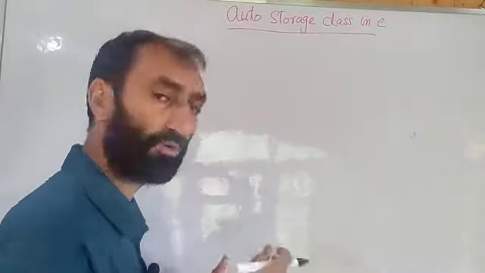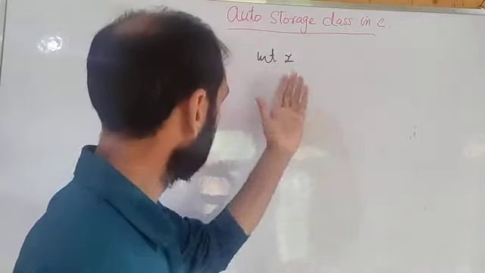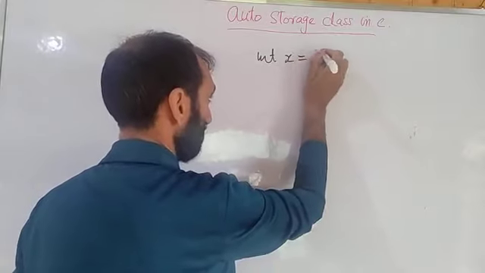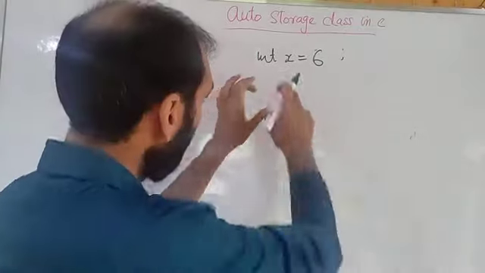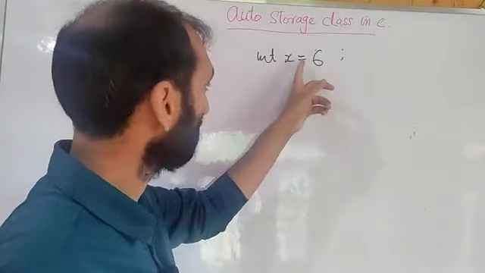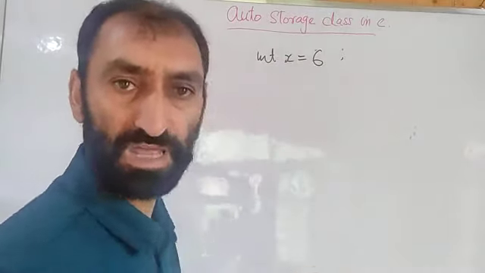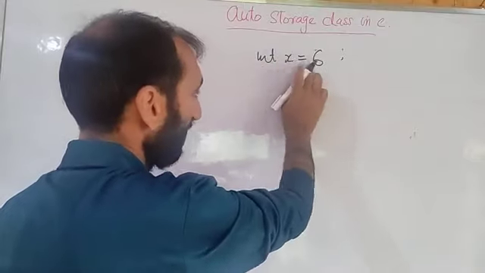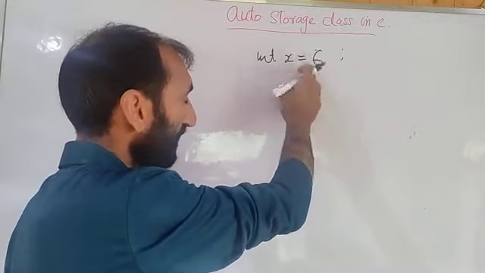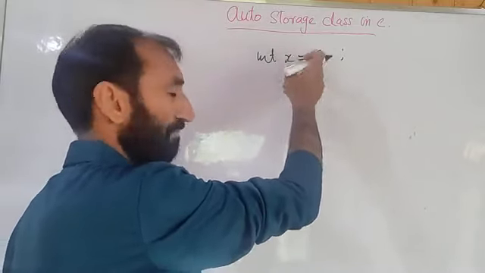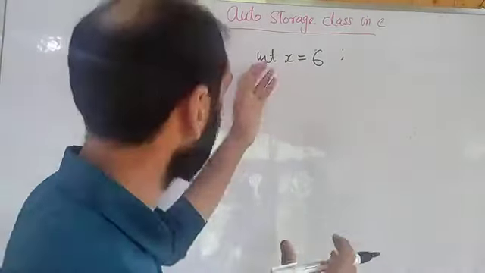As we know, when we declare a variable, for example, int x equal to 6. This is the declaration of the variable. This line tells that x is the name of the variable, and that it stores an integer value. Here I have also initialized x with 6. That means the value at x is 6, the name of the variable is x, and the data type, the type of data that I want to store in it, is integer.